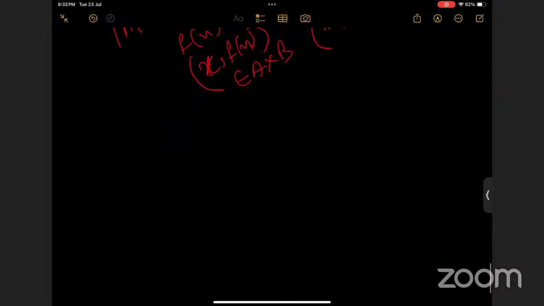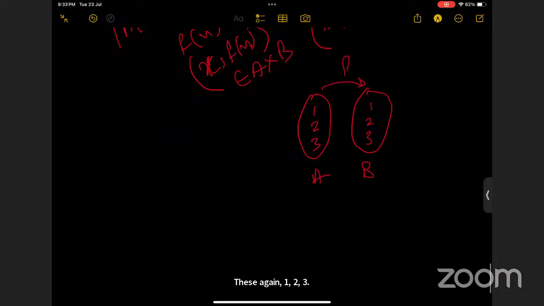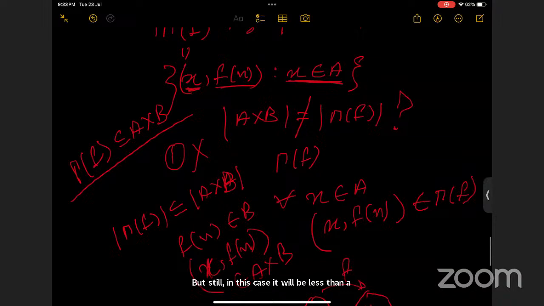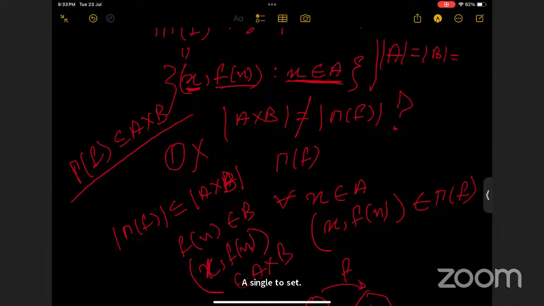Suppose A is {1, 2, 3}, B is again {1, 2, 3}, and from A to B we're taking f such that 1 goes to 1, 2 goes to 3, and 3 goes to 2. But in this case, again it will be a subset of A cross B, it will be a proper subset. But your example was correct. If we take a singleton set, then the cardinality will be equal. So it is basically less than or equal to.